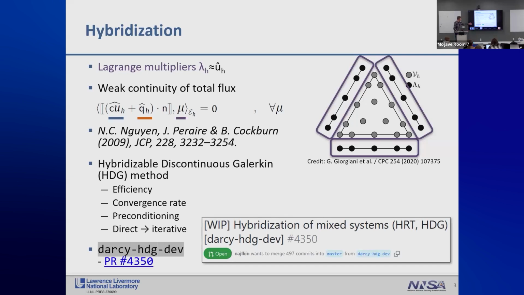So this is then the content of this branch, darcy-hdg-dev in MFEM, and the associated PR 350, which I'm working on. So if you want to learn a bit more or try something by yourself, don't hesitate and check out this branch.